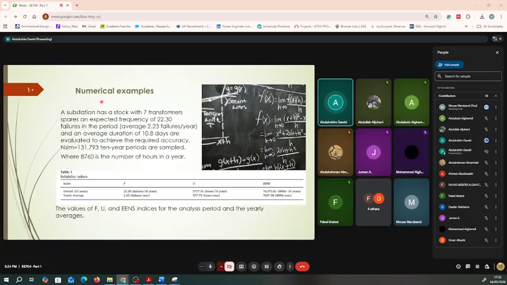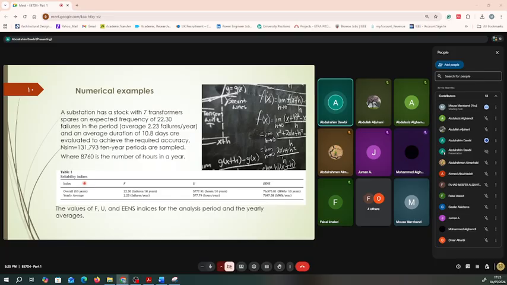Here is a numerical example. A substation has a stock with 7 spare transformers, and expected frequency of 22.30 failures in the period, average 2.23 failures per year, and an average duration of 10.8 days are evaluated. To achieve the required accuracy, NSIM equals 131,793 10-year periods are sampled, where 8,760 is the number of hours in a year.